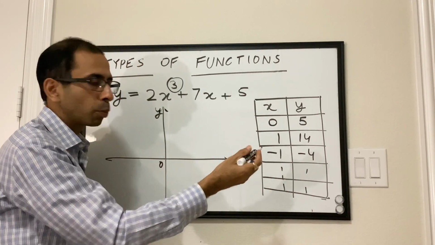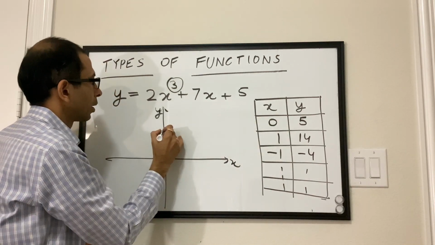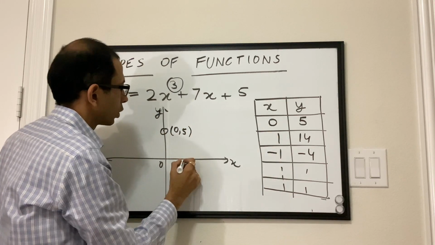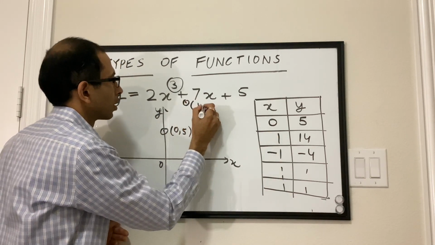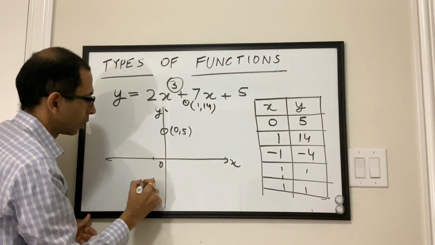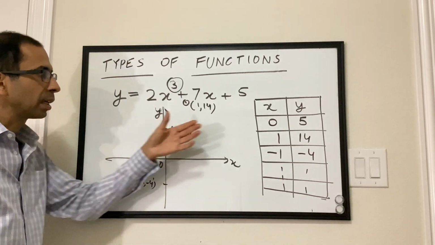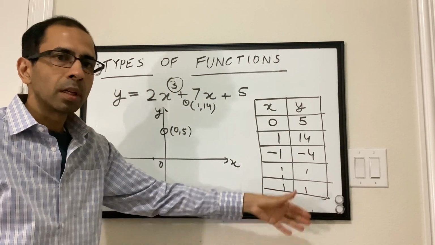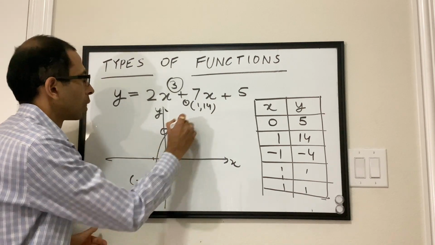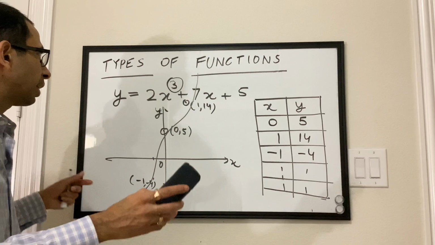probably we may need some more points, but just to give you an idea, 0, 5 is this, 1, 14 is this point, minus 1, minus 4 is, let's say, this point, and so on and so forth. So basically, at the end of the day, you will have a bunch of points which you can join to plot the graph, right? So this is how you can plot any graph in the world.